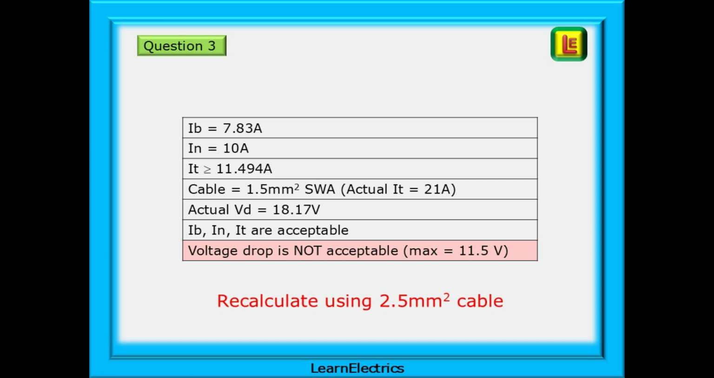With a required IT of just over 11 amps, the table directs us to 1.5 square millimeter cable, but with an 80 meter circuit length, the voltage drop is too high. This is single phase, so the maximum is 11.5 volts, and we have calculated 18.17 volts. Clearly, this is not a correct circuit, but what can we do? Recalculate the voltage drop using a larger CSA. Let's try 2.5 square millimeter armoured cable. Find the mV/A/m number for 2.5 square millimeter cable and find a new answer.